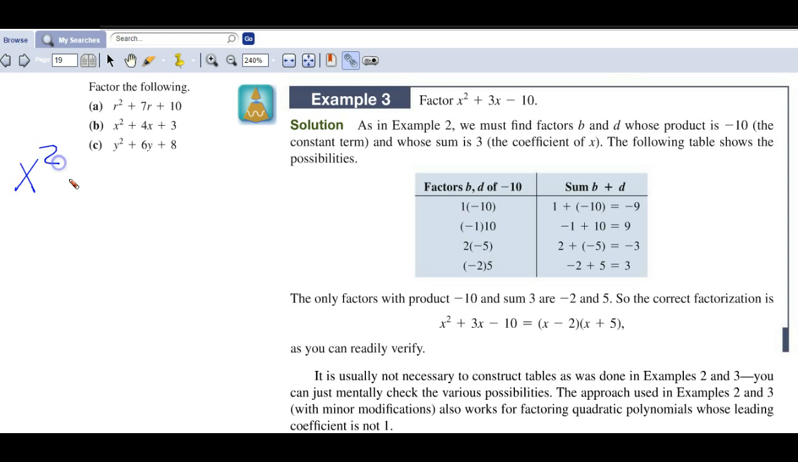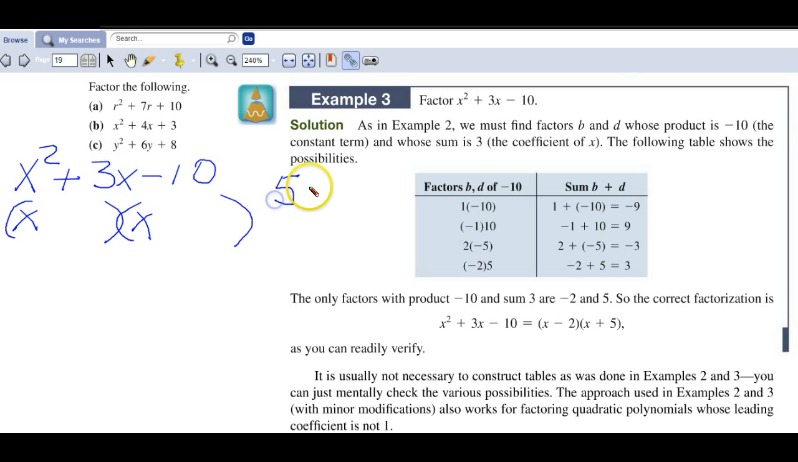X squared plus 3x minus 10. Is it in standard form? Yes. Is there a greatest common factor that we can take out? No. Next step, two sets of parentheses, because we're going to undo the FOIL. X goes there, and we want factors of 10 that somehow have the difference of 3.